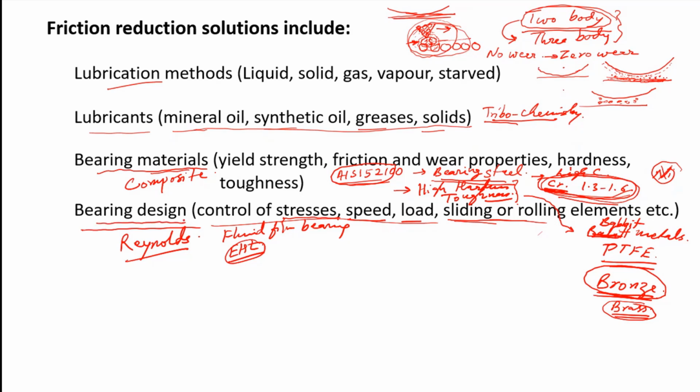Bearing design is a very important aspect of tribological systems design, because only applying lubricant will not help. We need to control the stress. That means we need to reduce the stress. We need to keep the speed within certain limits, because at high speed you will have temperature rise, right?